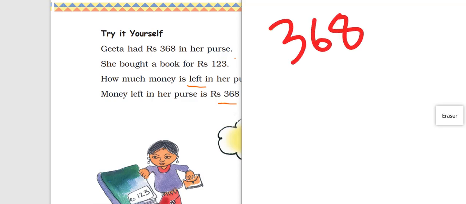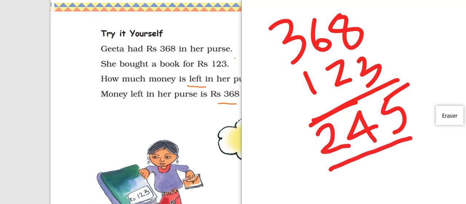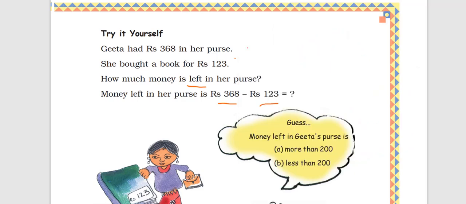368 minus 123. Right? 8 minus 3 is 5 in the ones place. 6 minus 2 is 4 in the tens place. 3 minus 1 is 2 in the hundreds place. So Geeta will be left with 245 rupees.